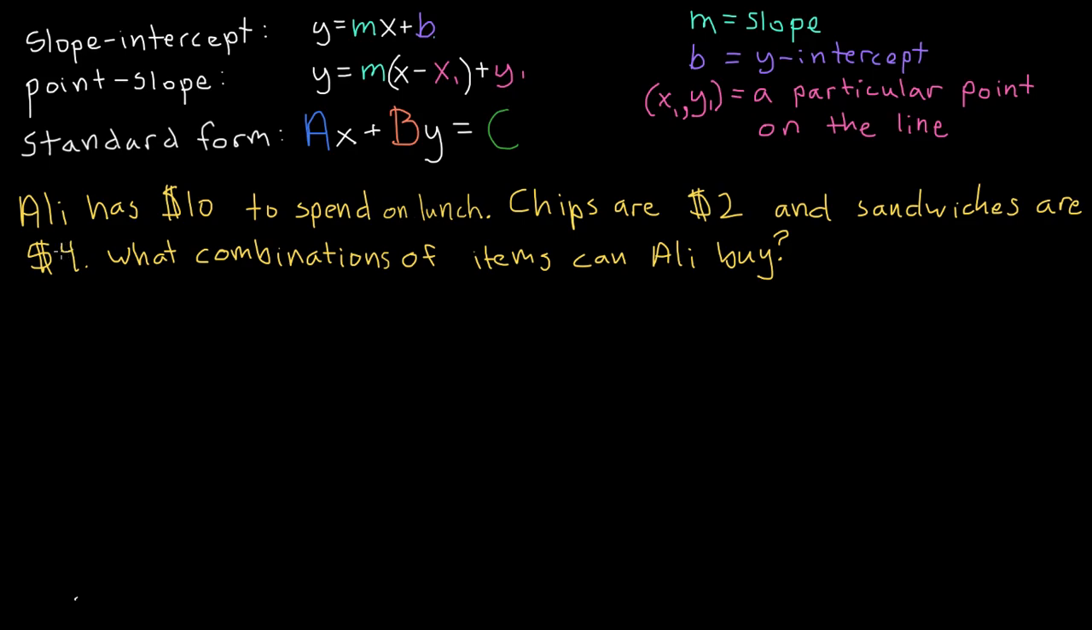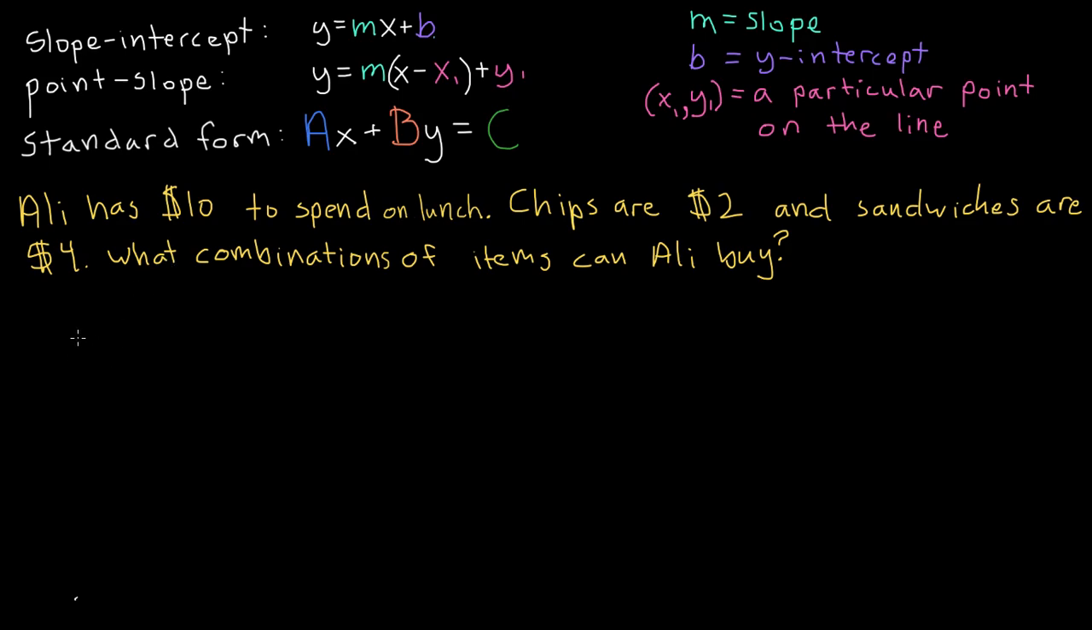So let's say that Ollie has $10 to spend on lunch. Chips are $2 and sandwiches are $4. What combinations of items can Ollie buy? So one way that we can figure this out is we can make a simple table that shows the different combinations of chips and sandwiches that Ollie could buy.